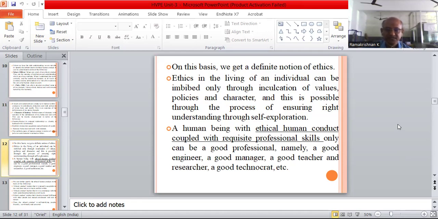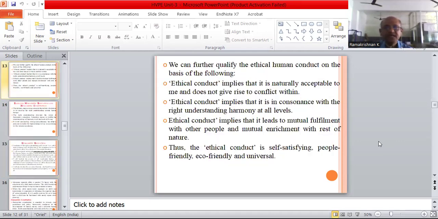But if a professional has only the technical skill or know-how, without the ethical human content, it won't be good. So similarly for all professions, teaching, lawyer. Similarly, ethical conduct implies that it leads to mutual fulfillment with other people and mutual enrichment with the rest of nature.